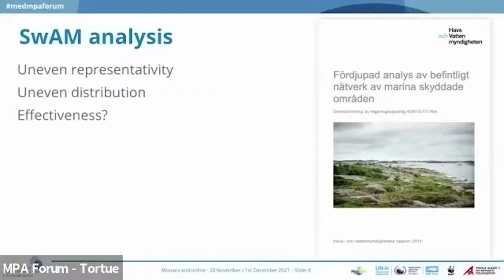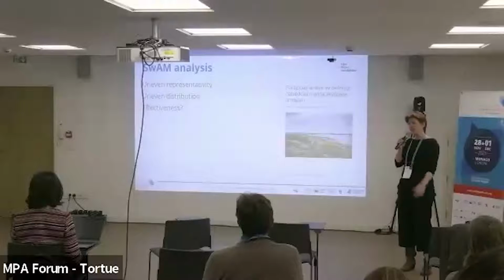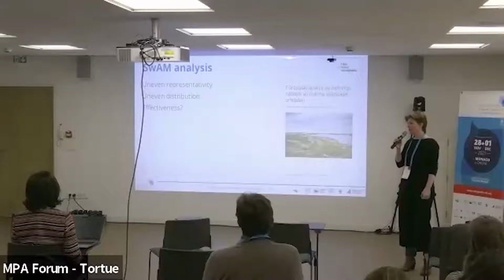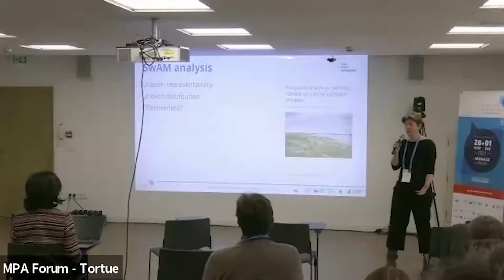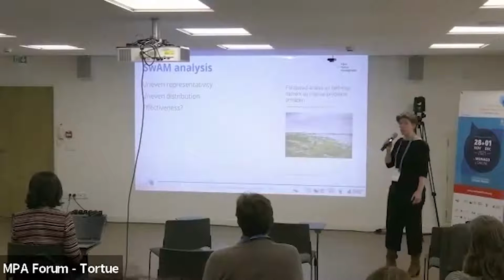Basically SWAM, so that's the agency, found that there is an uneven representativity of marine protected areas in its water, and that there's an uneven distribution of these areas in Swedish water, and that it was extremely hard to say anything about the effectiveness. They had no way of actually really discussing this. From there, next slide, please.